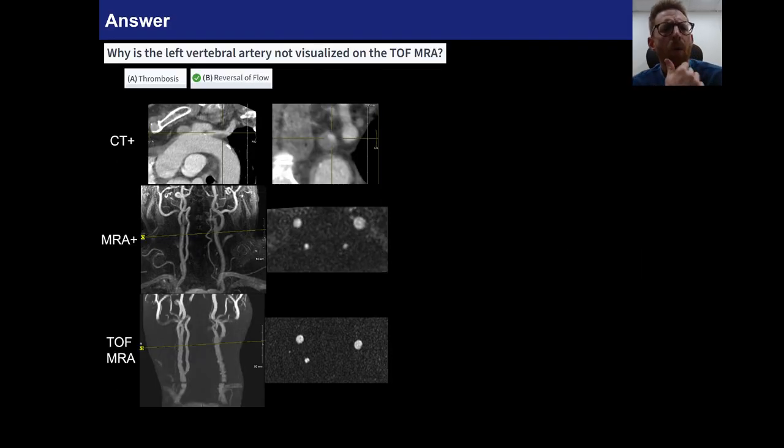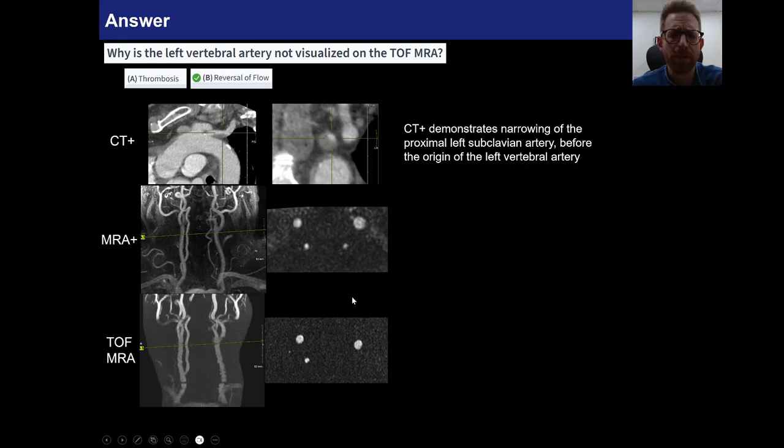Okay, why is the left vertebral artery not visualized on the time of flight MRA? So this is an excellent case to review the principles we were talking about. So this is subclavian steal. The post-contrast CT arterial phase shows a significant narrowing of the left subclavian artery.